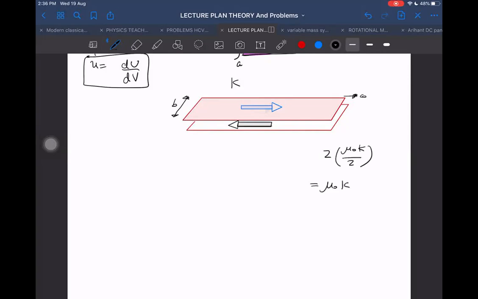Otherwise also we understand, for a solenoid it is mu naught into current per unit length. Here current per unit length is not ni, but it is just k only. So that is right, mu naught into k is what we expect.